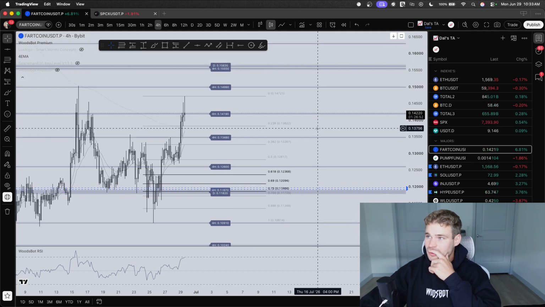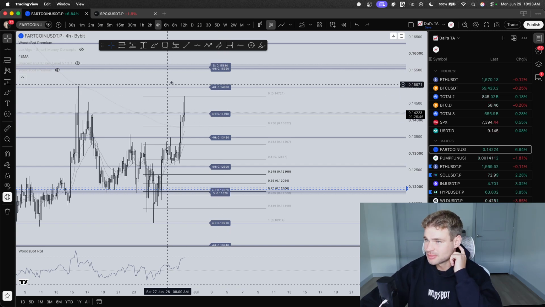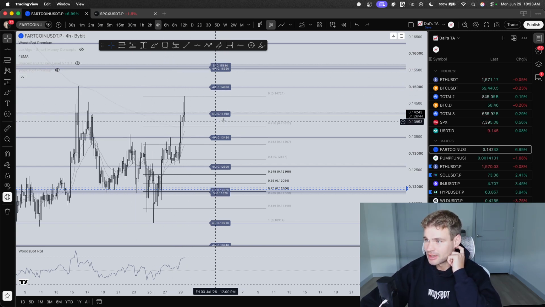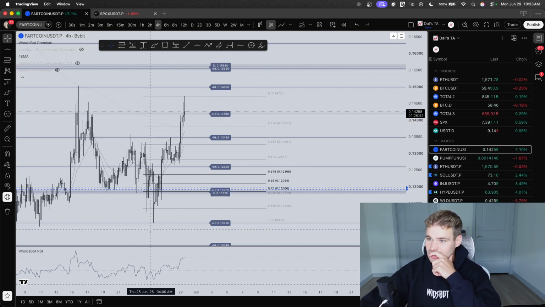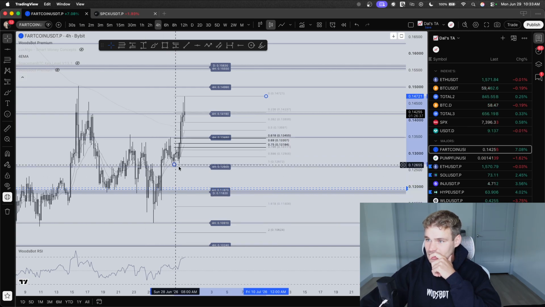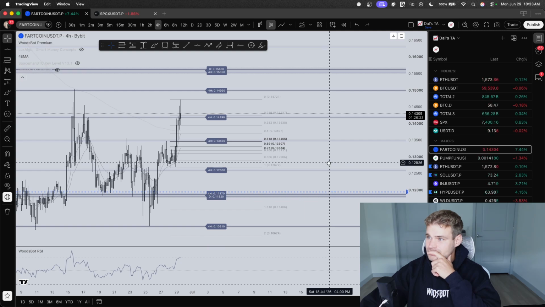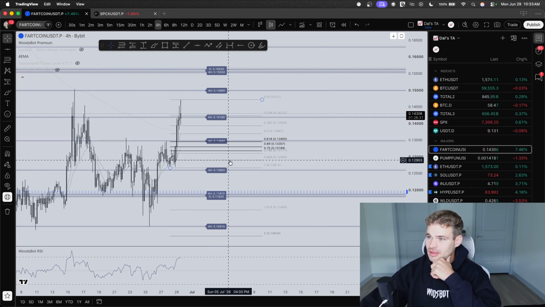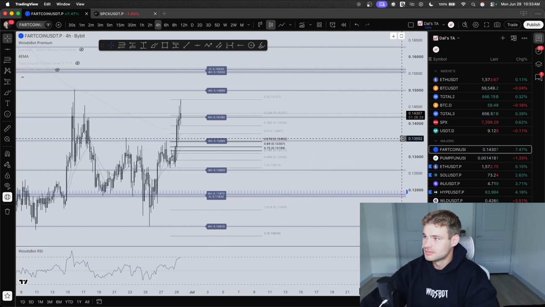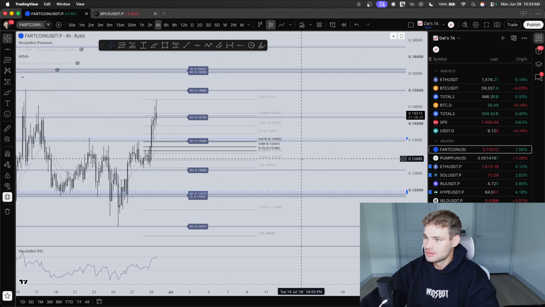If this is the local top or the local highs on Farcoin, that's where you'd set your fib. Again, if price just continues to push up, then you're just going to keep pulling your fib higher and higher. I don't mind 13,480 if we pull back here. I don't mind that at all.